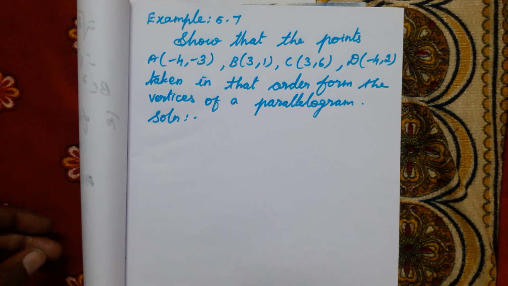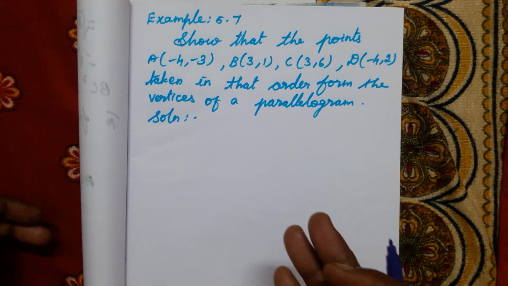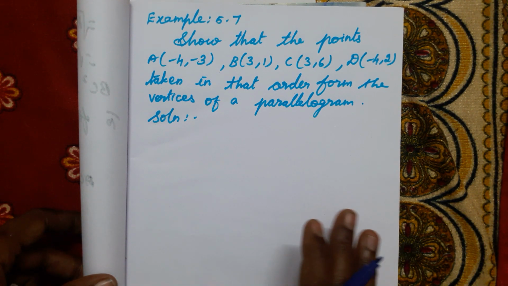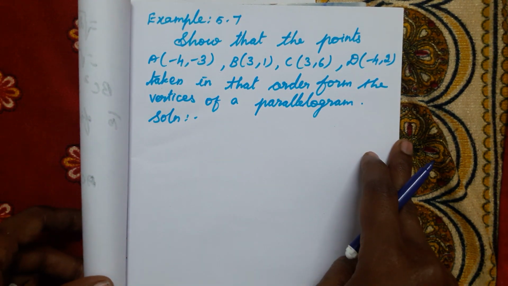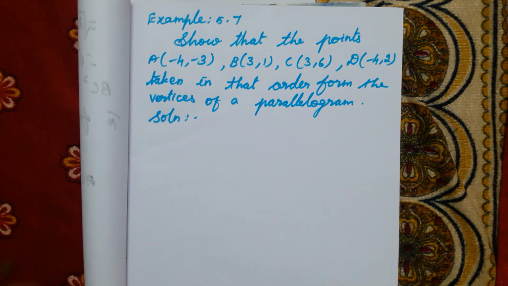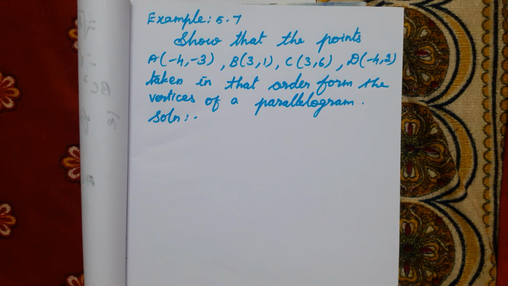Okay. In a parallelogram, as you already know, opposite sides are equal. Here also we have to prove that opposite sides are equal. It is enough to prove that the opposite sides are equal. First, the given points A, B, C, D we can take like that.